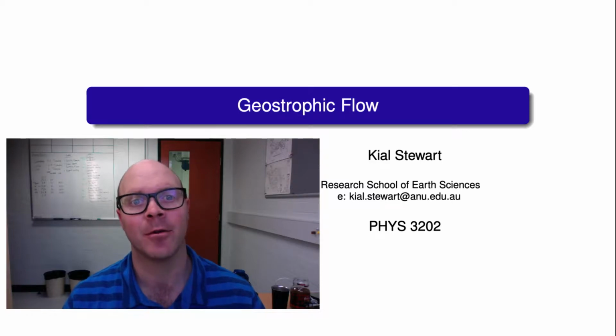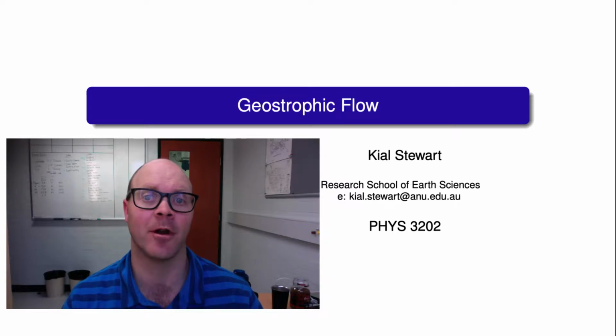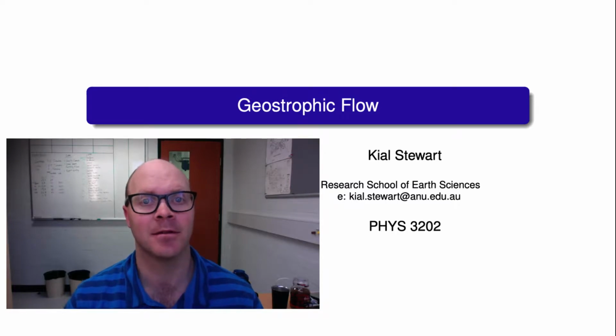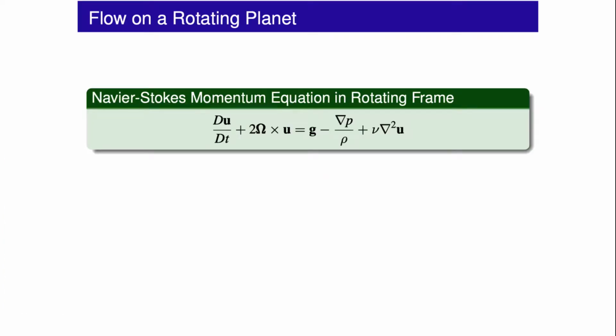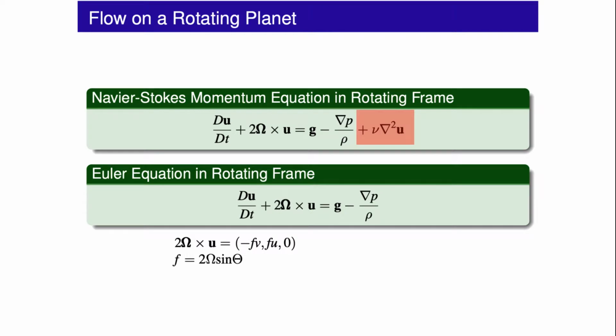In this section, we will take our recently transformed Navier-Stokes momentum equation for flow on a rotating planet and perform some scaling to find the leading order balances. We begin with our Navier-Stokes momentum equation and make the assumption that the flow is inviscid, allowing us to drop the viscosity term here to give us the rotating Euler equation.